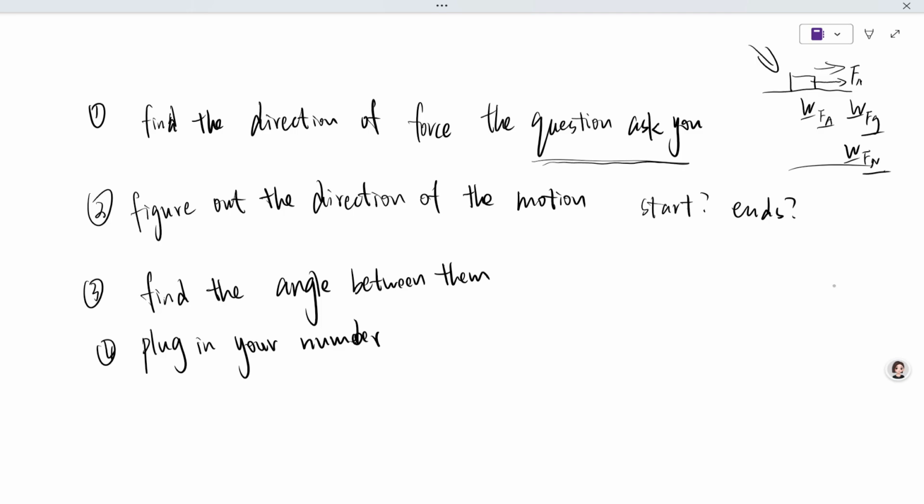And the second one is to figure out the direction of the motion. So basically figure out where it starts and where it ends, so you can draw a vector from the starting point to the ending point. And this is the direction. The third one is to find the angle between them. Usually it will just be the angle given in the question. But you have to be careful because sometimes it will be different. And the last step is just plugging in your numbers.